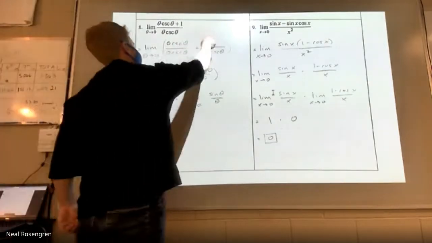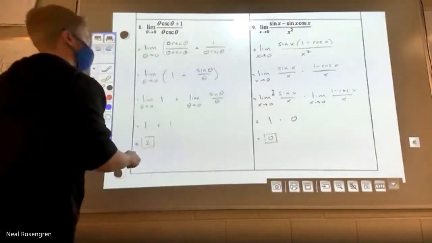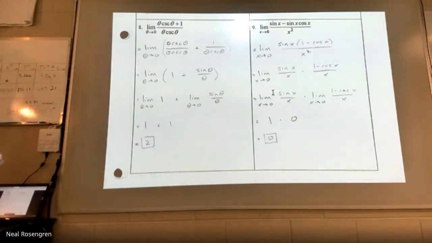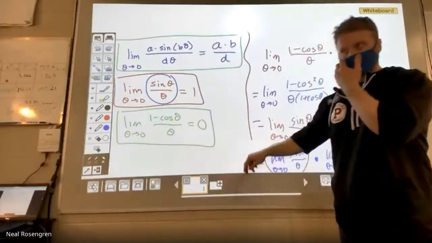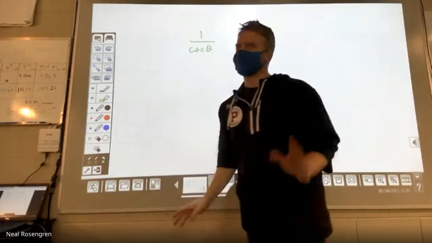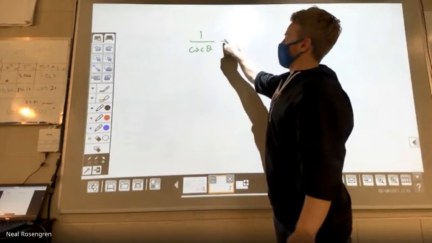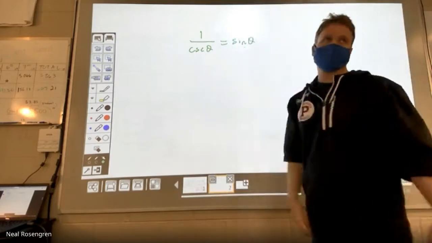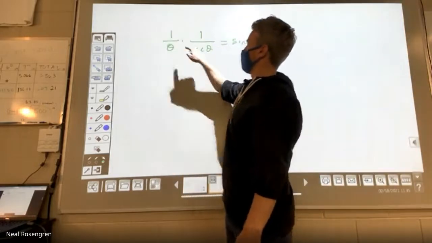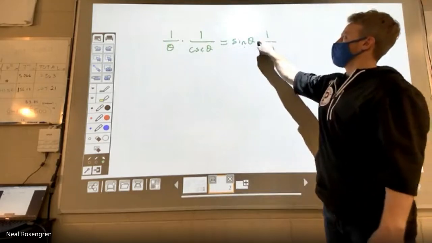From here to here. Yeah. So cosecant is the reciprocal of sine. And so here's kind of what's happening in the background. So if it was just 1 over cosecant of theta, without the theta in the beginning, do you agree that that's sine of theta? Because they're reciprocals of each other? Okay. Still equal, right?